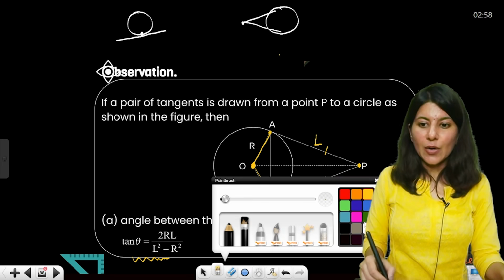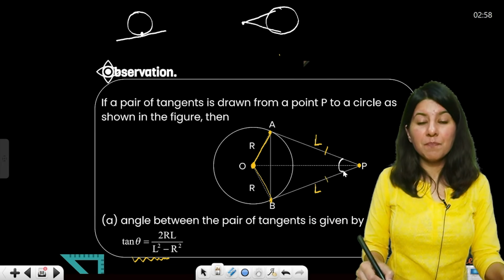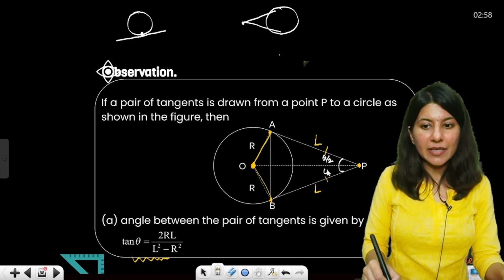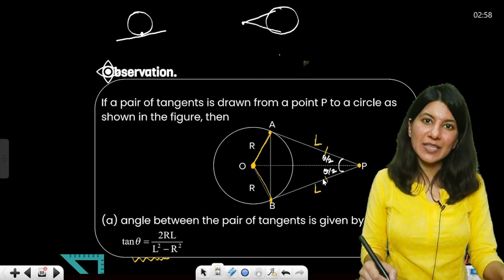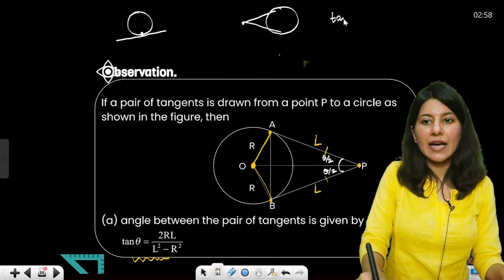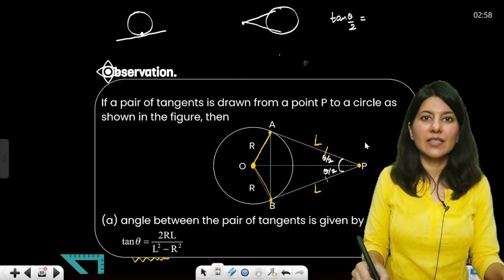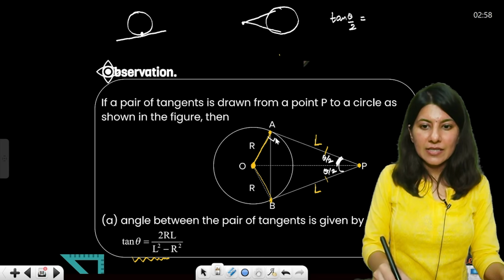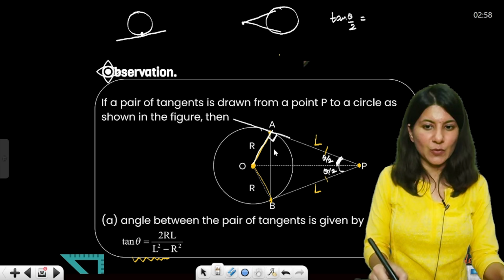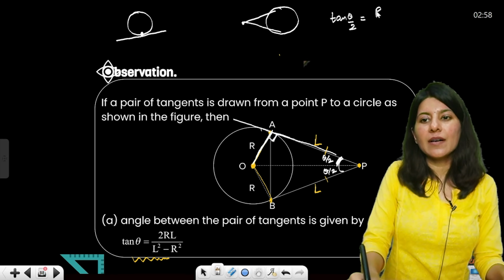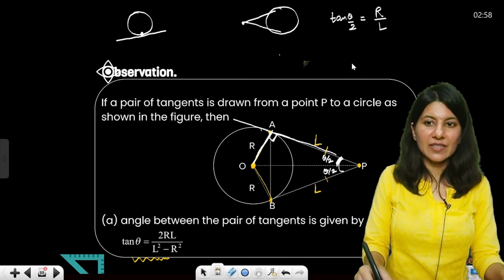And OA and OB clearly are the radius. Clear? Now if theta is the angle between PA and PB, this whole is theta. That means this angle will be theta by 2, and this angle will also be theta by 2. So can I calculate tan theta by 2 from here? Perpendicular for theta by 2 is this one, R, and this is 90 degrees, because obviously radius and tangent are always perpendicular to each other. So R upon L is perpendicular by hypotenuse. Tan theta by 2.